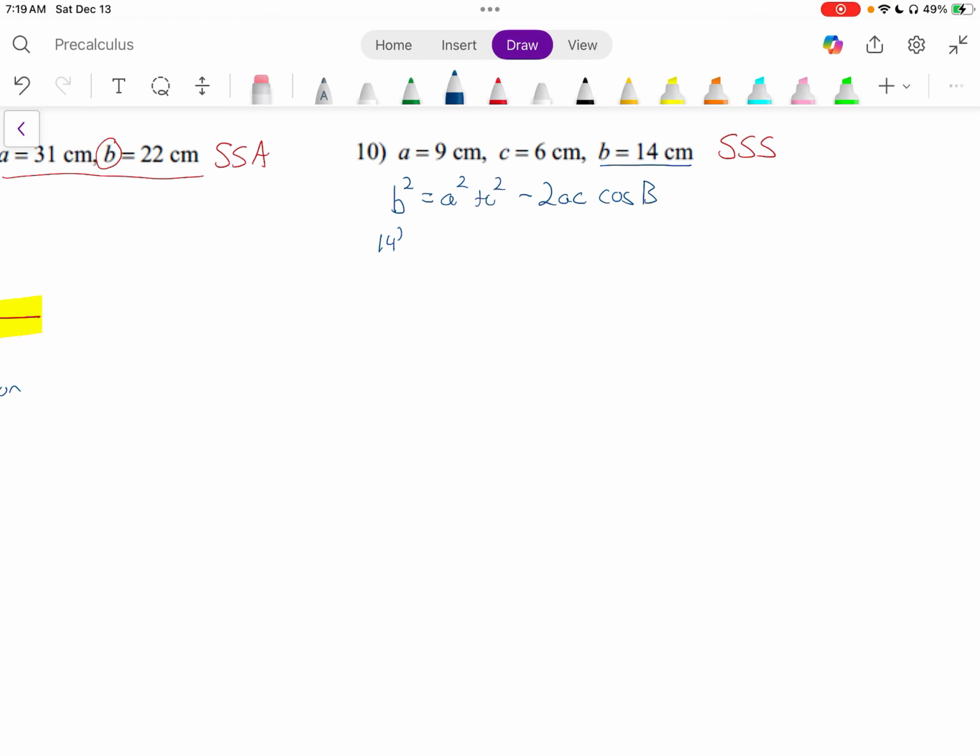We got 14 squared equals 9 squared plus 6 squared minus 2 times 9 times 6 times the cosine of B. Now remember, this is all one thing here. So that's a term, this is a term, this is a term. And I say that for a reason as we work through here. So this is 81 plus 36. 9 times 6 is 54. 54 times 2 is 108.